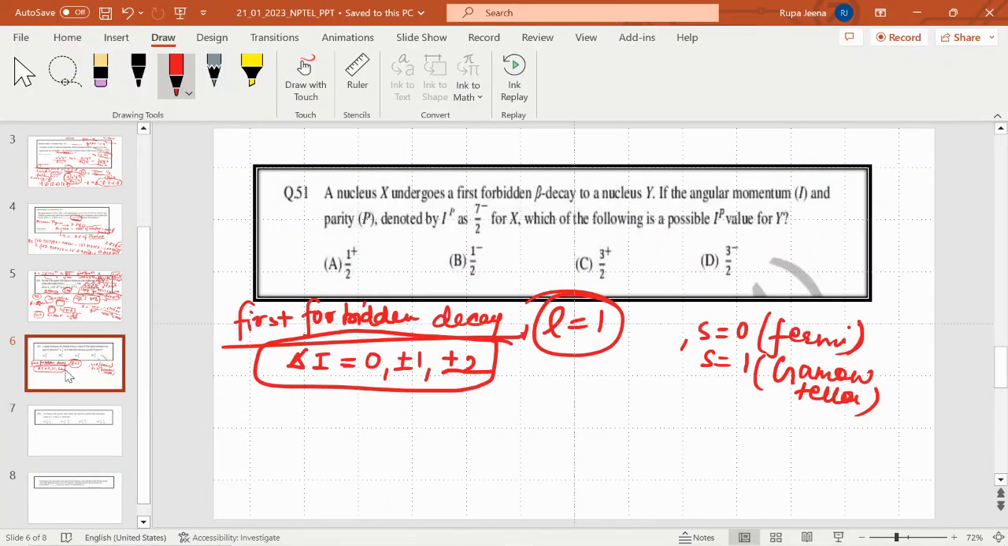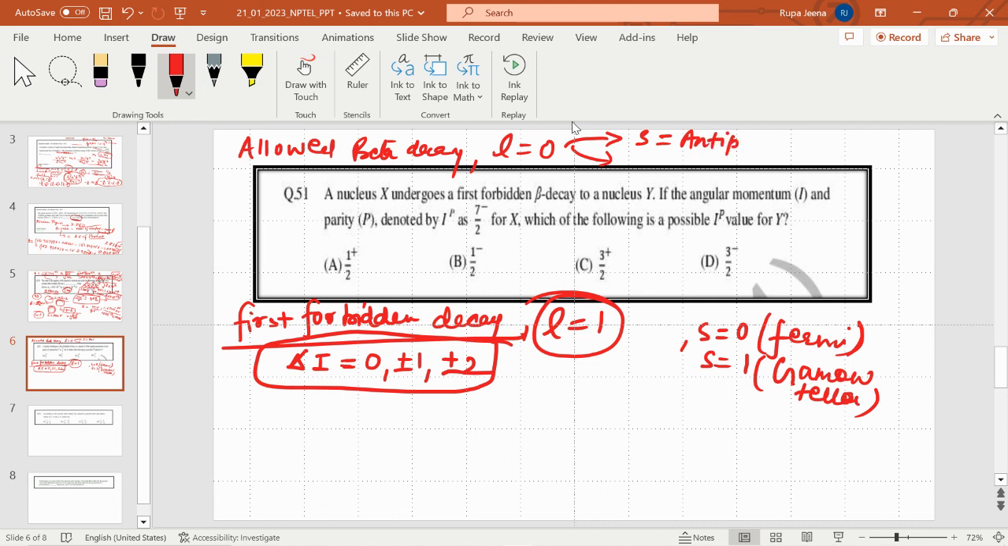Okay. Second forbidden. See, first is allowed beta decay. So for allowed beta decay, we have L is equal to 0. And there are two conditions now. Either spin will be anti-parallel, because in beta decay we have two particles. There is one nucleus, it is changing to another nucleus Y, and then there is an electron, and then there is an antineutrino. Both are spin half particles.